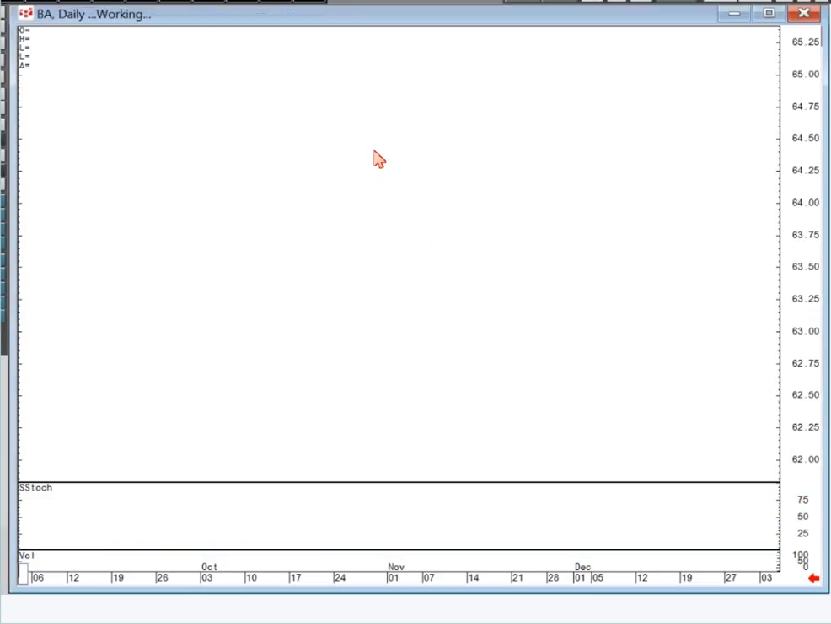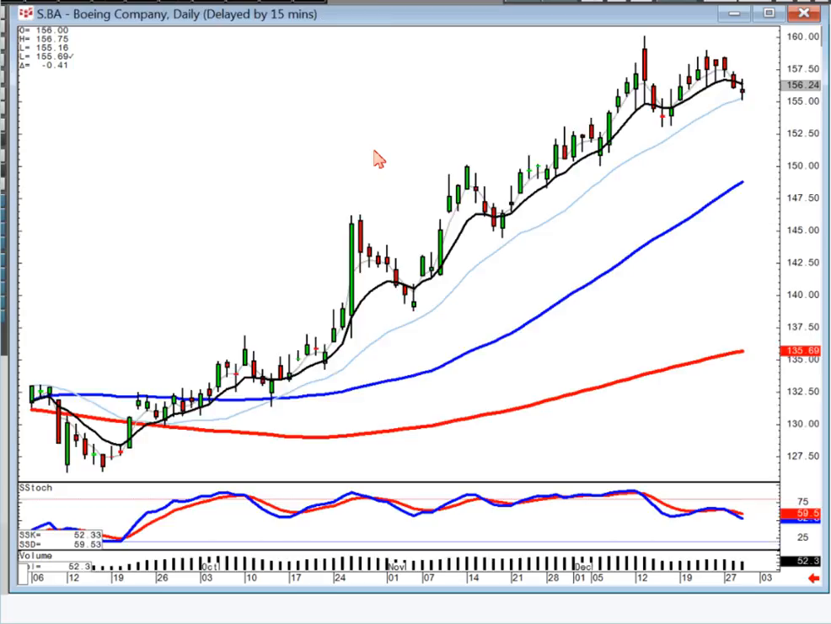Boeing, if you were long, you should have closed it out. You saw the dark cloud type signal, brought it back up to the bearish engulfing. They couldn't get to new highs. That tells you that the sellers are taking control.